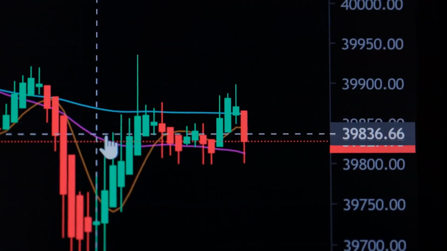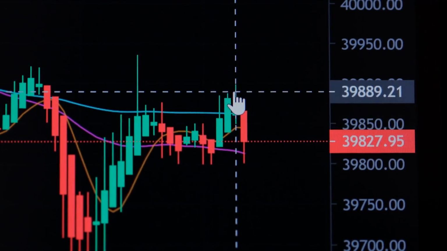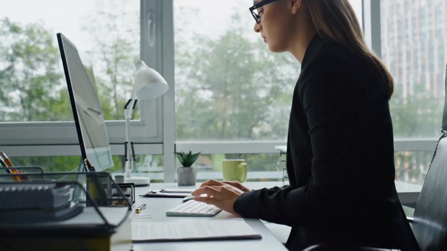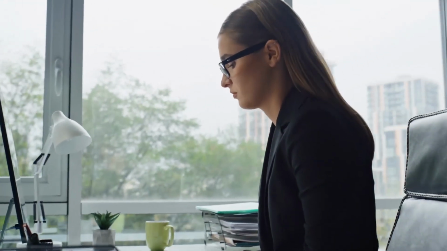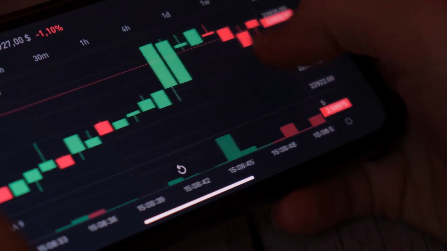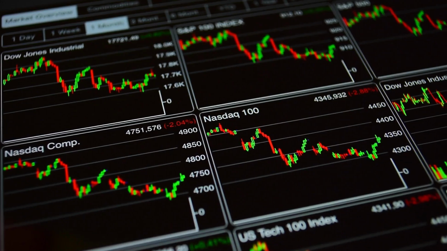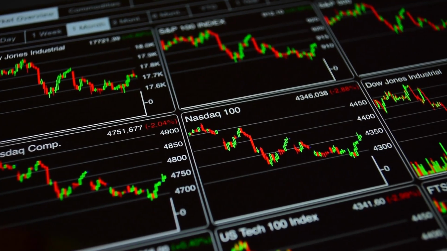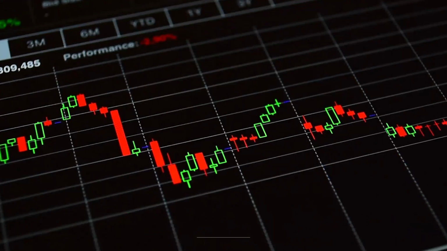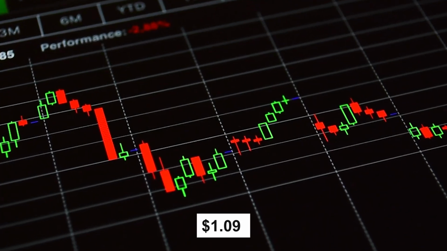To illustrate this, let's examine the options nearing expiration for Twitter. These options have very little time left before they expire. The current stock price is $18.09, and if we focus on the $17 strike call option, we can observe that its value is around $1.05 to $1.14, averaging approximately $1.09. The $17 strike call option would allow you to purchase the stock at a discounted price of $17 per share, saving $1.09 compared to the current market value.